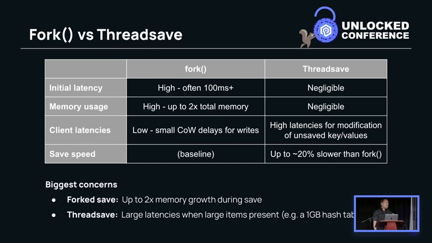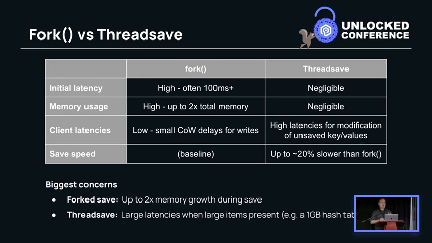Save speed, if we use fork as our baseline for save speed, that's what we've got today. ThreadSafe's a little slower. In general, it's about 15% slower, maybe 20. There are cases where it's actually faster, so it varies quite a bit depending on the type of data you have. But save speed is not usually the concern for most customers. Point in time save, if it takes 10 minutes or takes 12 minutes, we don't care.